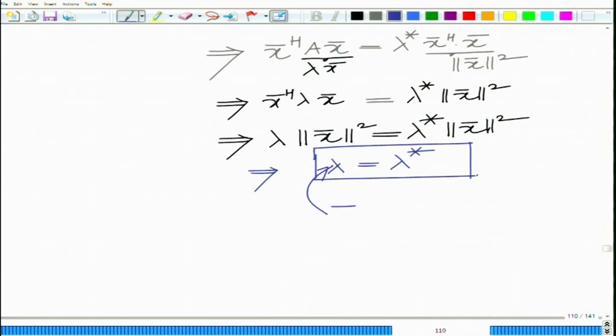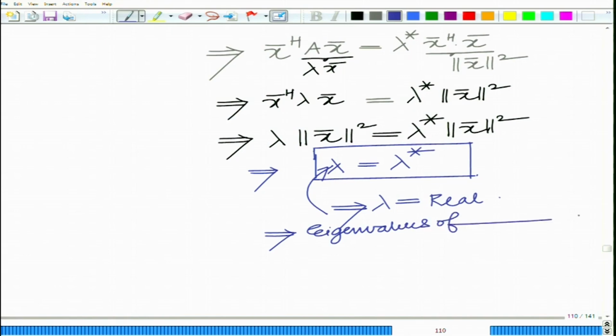is a real quantity. Okay. So, this implies eigenvalues of a Hermitian symmetric matrix are real. Eigenvalues of a Hermitian symmetric matrix are real.